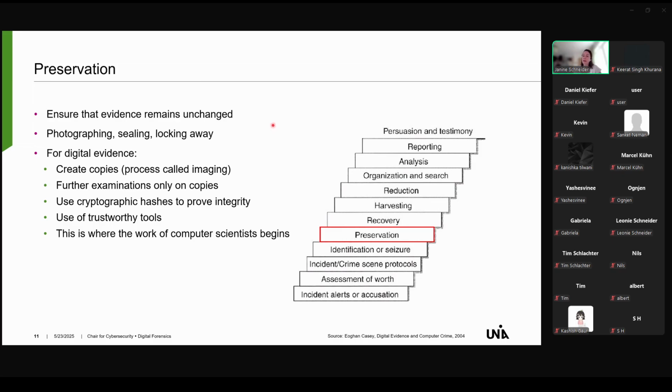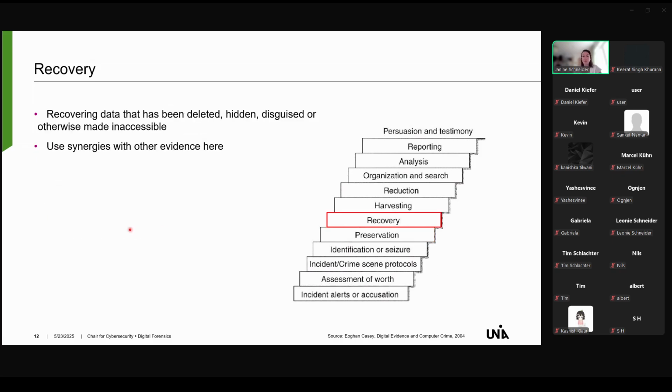And if it's done at a crime scene, of course, an expert must be on site because of the risk of data modification. Okay, next step, recovery.